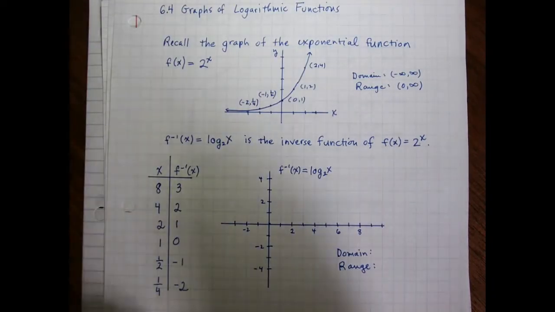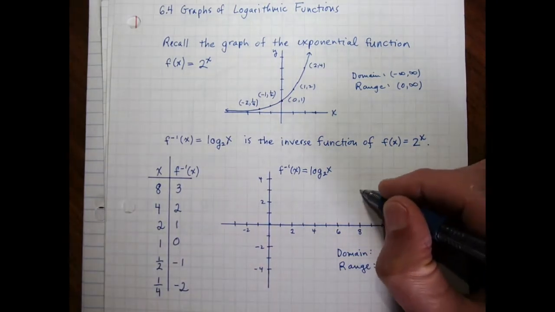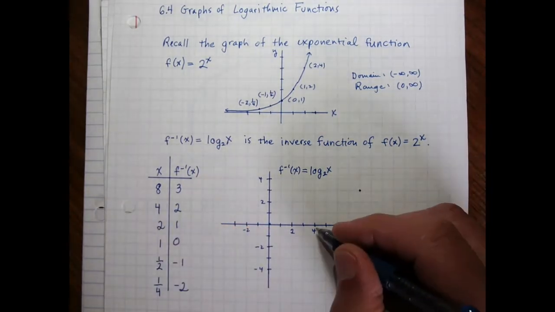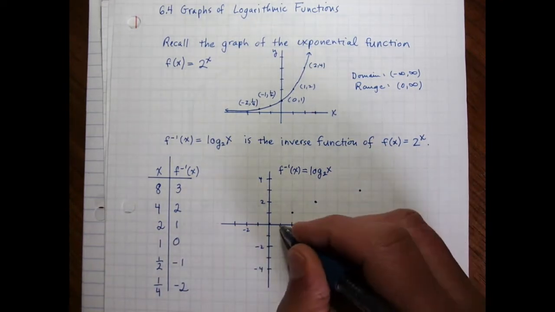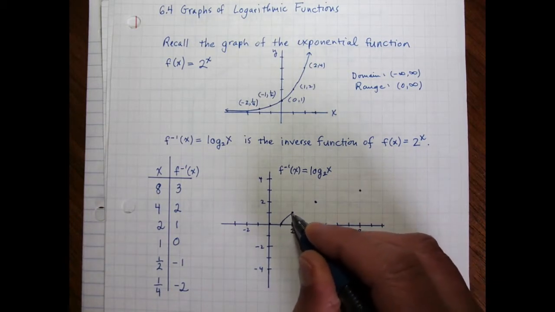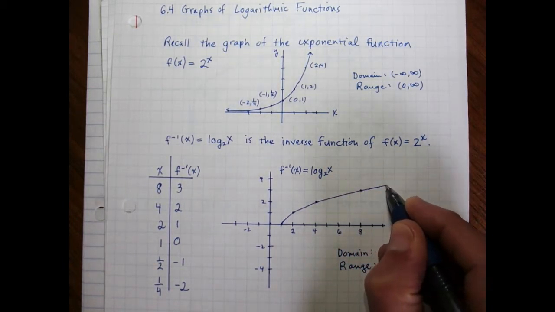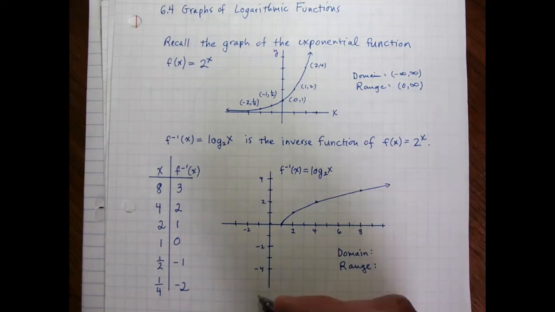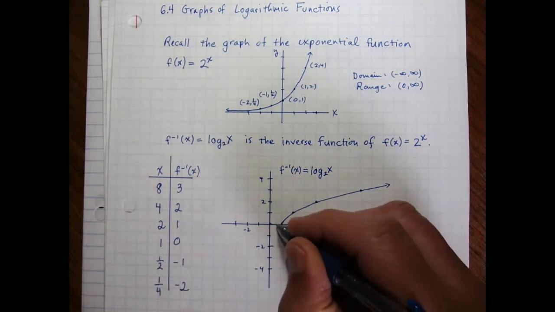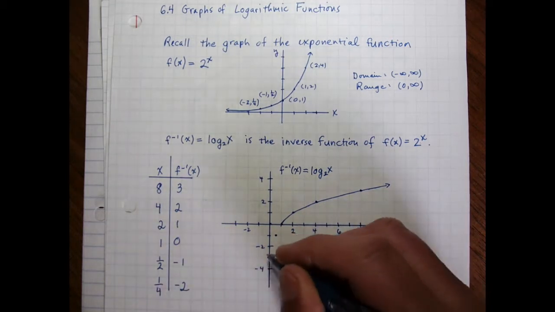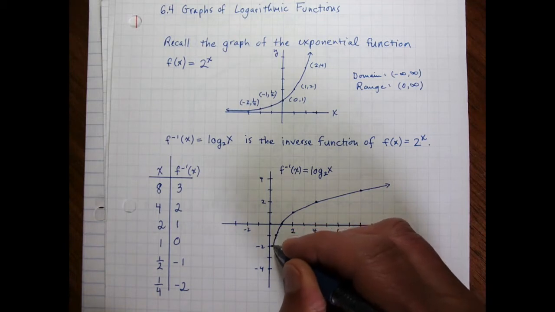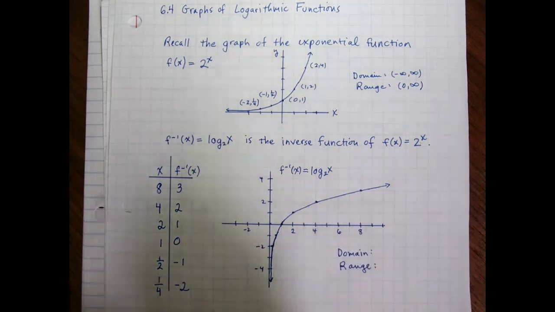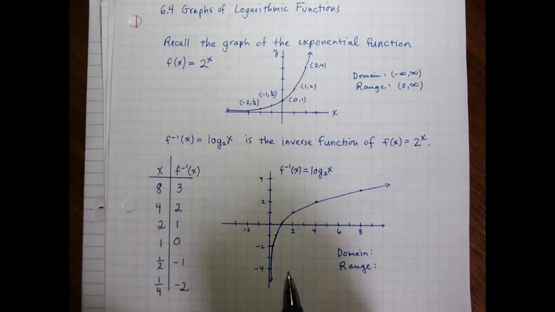So here, let's go ahead and plot our points now. 8, 3, 4, 2, 2, 1, 1, 0. So there's this portion of the graph that does that. It goes on and on and on. But then we have 1/2, negative 1, 1/4, negative 2. And I think you can see, I could plot more, but this graph is just going to go plunging down along that y-axis.